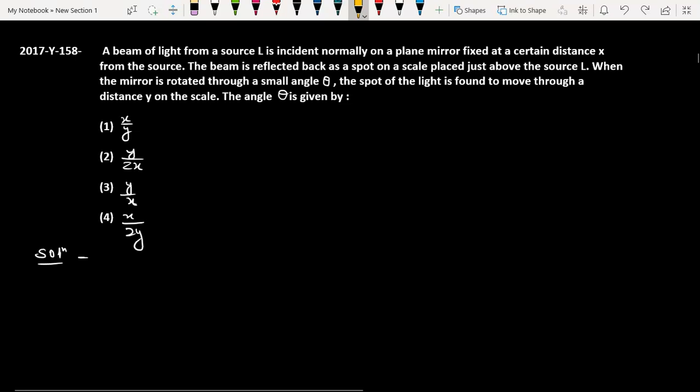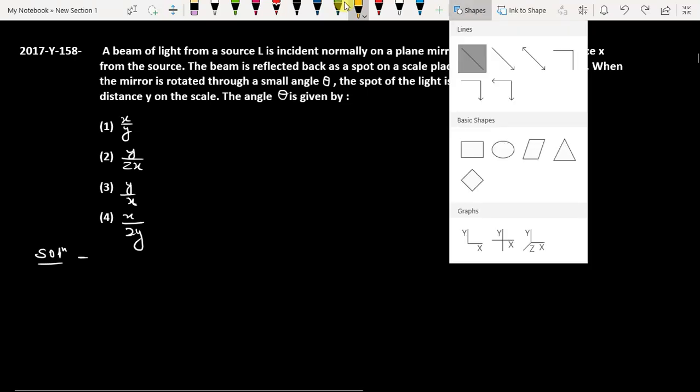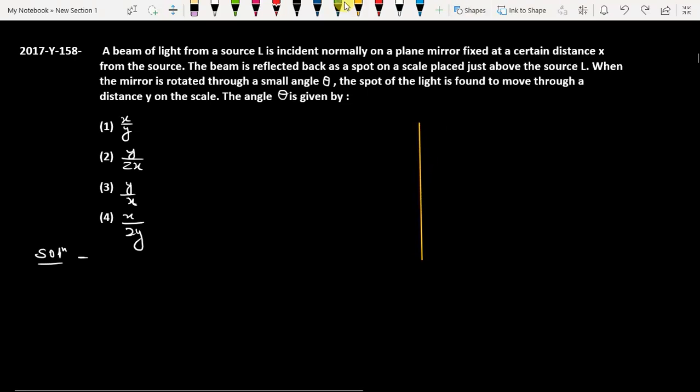When the mirror is rotated through a small angle theta, the spot of light is found to move through a distance y on the scale. The angle theta is given by. So let us draw the diagram first of all so that we can understand the question clearly. Let's say this is the plane mirror and this is the source. Source is L. This distance between the mirror and the source that is given to us, that is x, right?